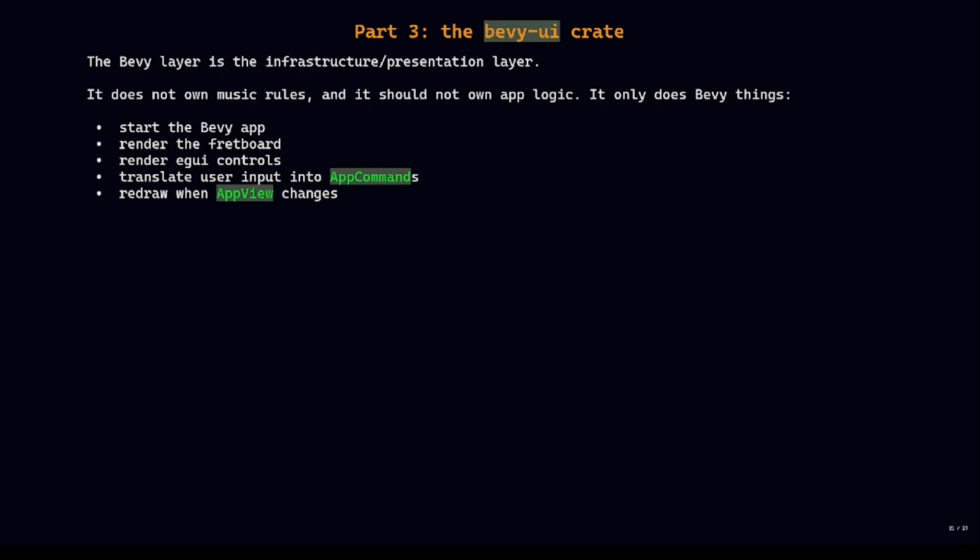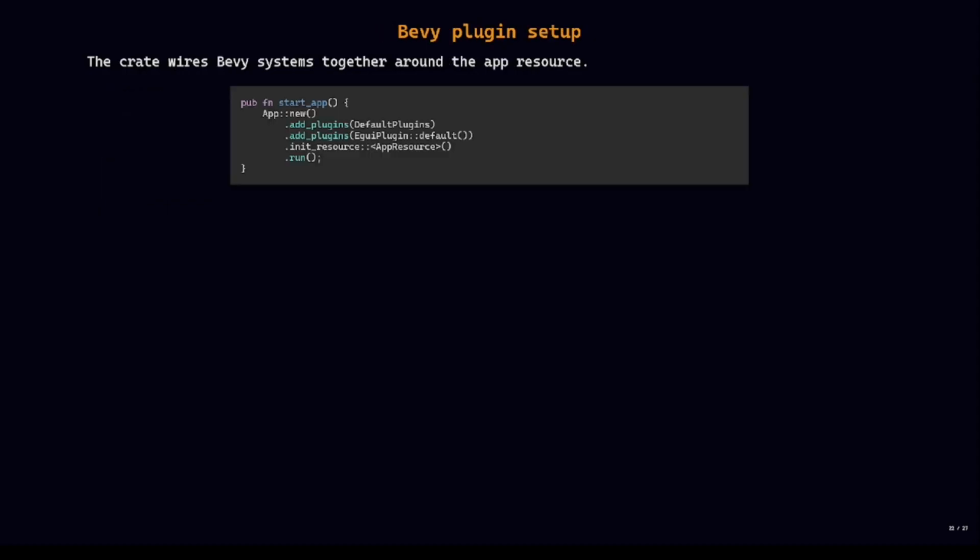Now we come to the bevy part. The bevy part is the presentation layer. This is where I took the most help of a UI. So I'm going to just skip over a lot of what the UI aspect of it did, because it's a huge, long boilerplate code building out the fretboard and stuff like that. But we start with just building a very basic app where we have the app resource. The app resource contains the instance of the app that has the state, etc., and a way to dispatch commands to the app.